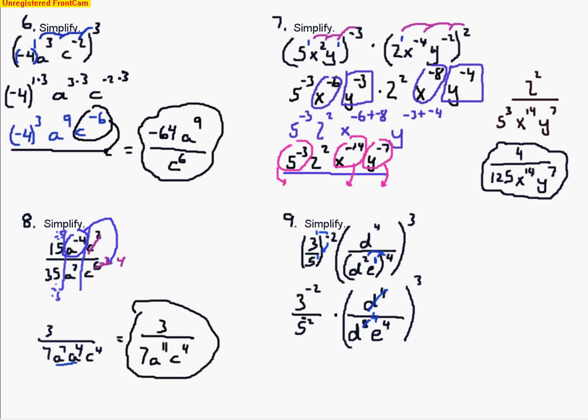So let's go ahead and rewrite what we've got now. But before I just rewrite it, let's take a look at this fraction here. So I've got negative exponents. Let's just switch the location right now to make them positive. So we'll go ahead and do that.